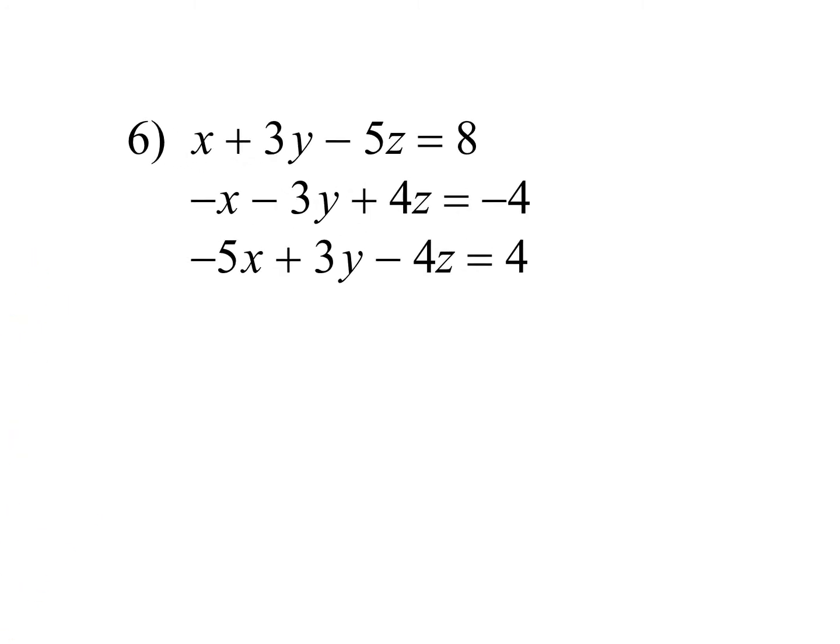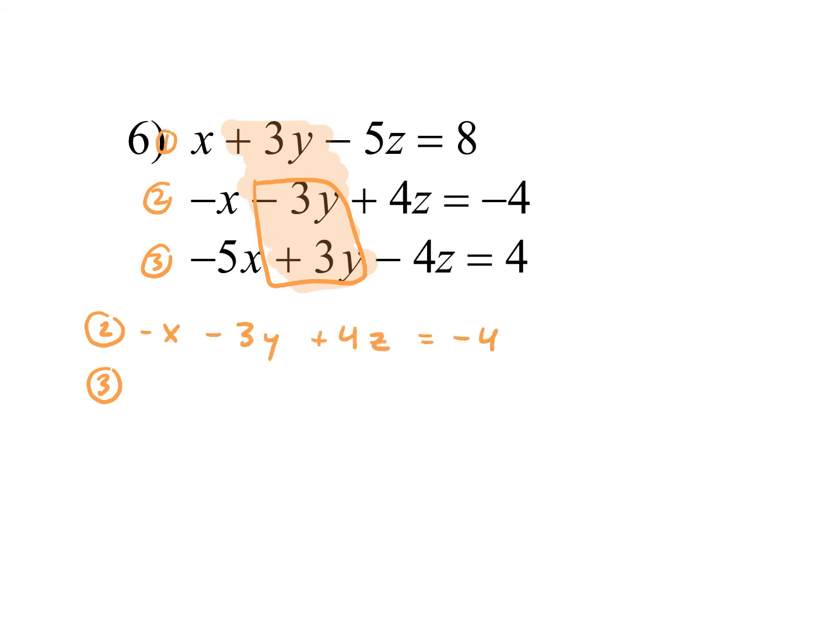Which variable do you think would be easiest to cancel out? Y's. Because y's have 3y, negative 3y, and positive 3y. So right off the bat, they're going to cancel. I can only do 2 at a time, so which 2 do you want to work with first? 2 and 3? All right, those work, because if we combine 2 and 3, the y's will cancel, because we have a negative and a positive, so perfect. So 2 and 3. So I have negative x minus 3y plus 4z is equal to negative 4. And negative 5x plus 3y minus 4z is equal to 4.